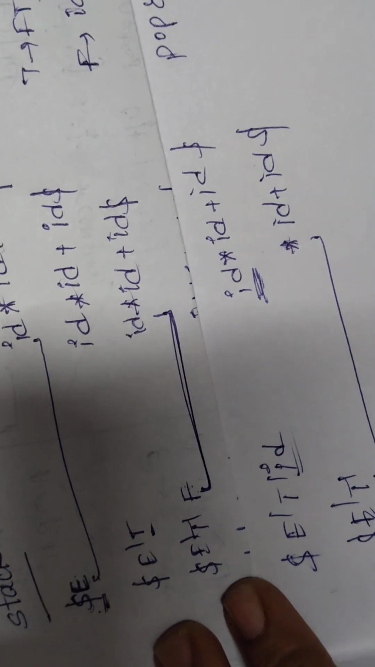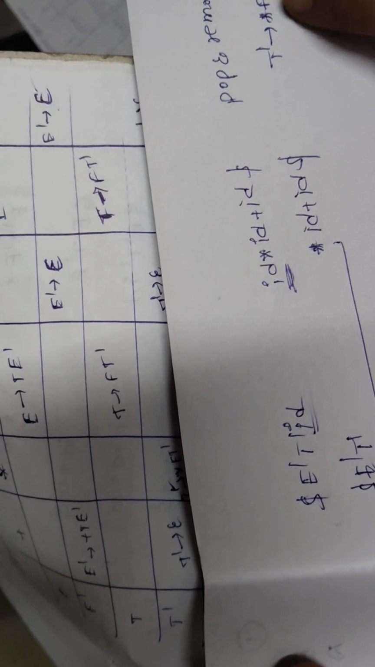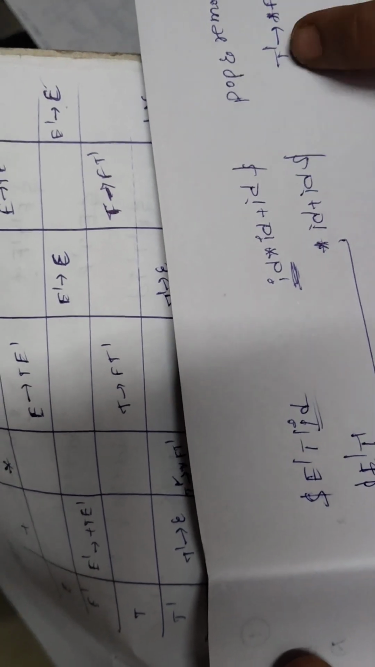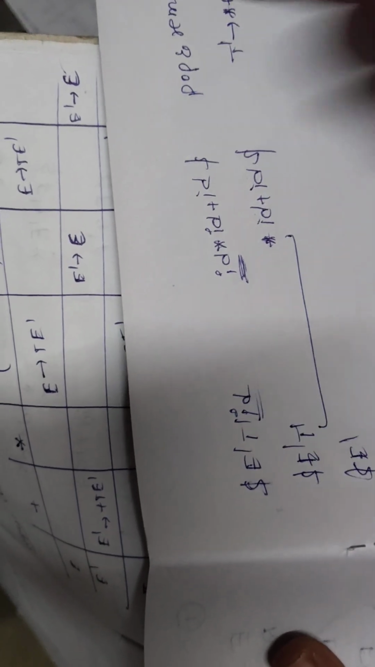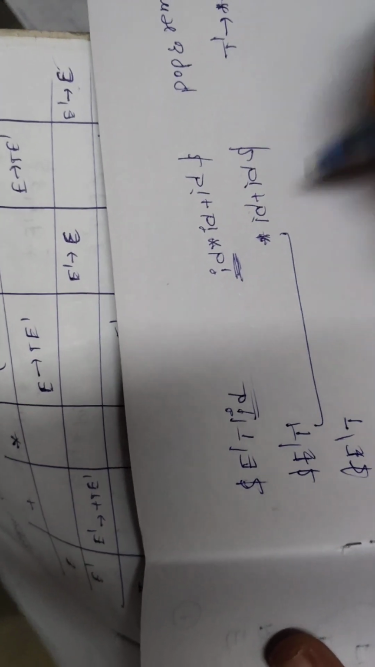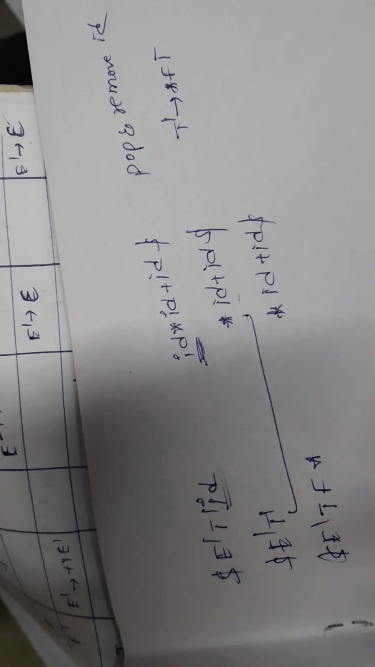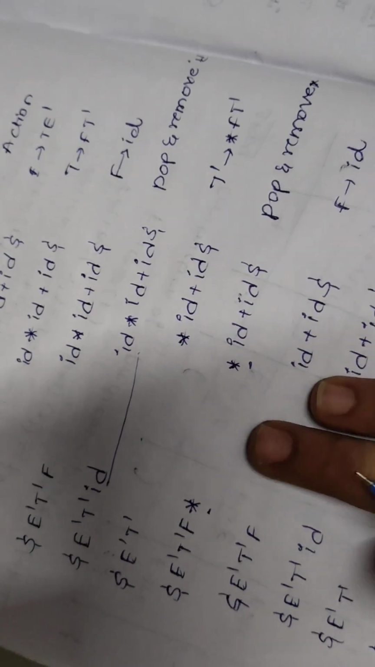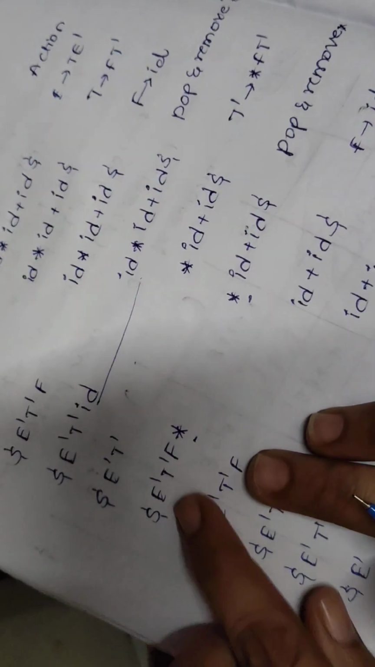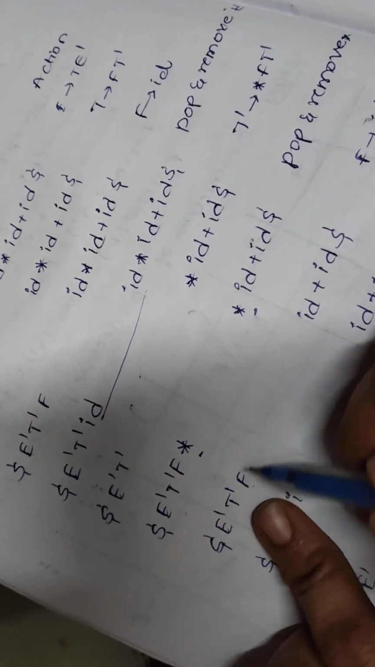So T dash and star. T dash and star is T dash produces star F T dash. So pop this T dash out and push this in reverse order. So dollar E dash, push this, meaning pop this and write this in reverse order: T dash F star. This you need to write as it is. So now star and star are the same symbol. So pop and remove star. After popping the star, you will get it like this. So the remaining elements E dash, T dash and F you need to write here.